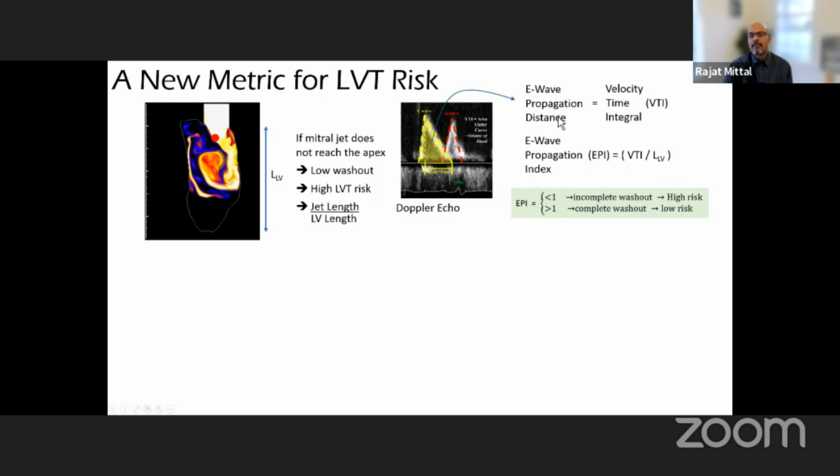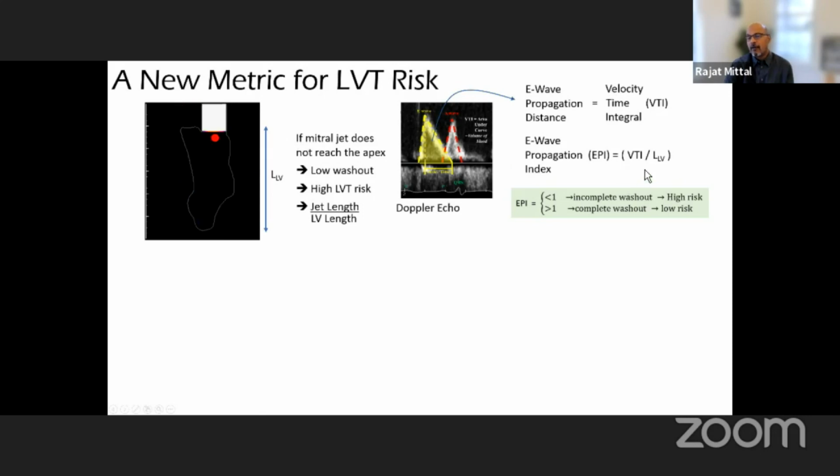So this is an echocardiogram of a patient, and basically there is something called the velocity time integral that is obtained from these echocardiograms. And the velocity time integral, in fact, you can show that it is an estimate of the length of the jet.